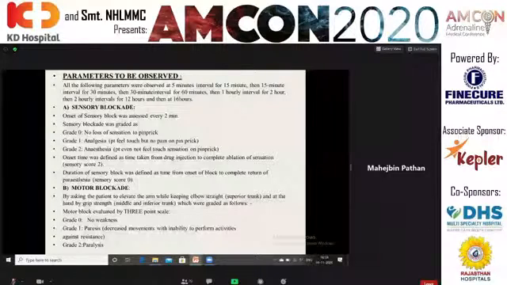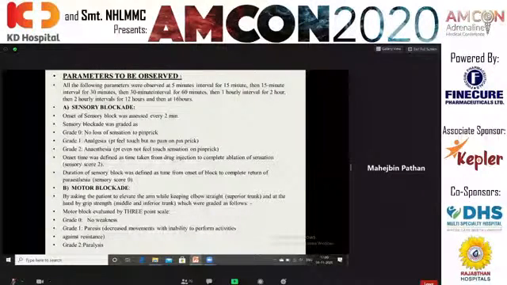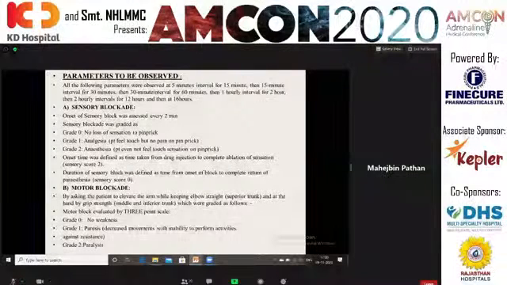Here we observed sensory block. Onset of sensory block was assessed every 2 minutes and graded as grade 0 if no loss of sensation, grade 1 as analgesia, where the patient feels touch but no pain and pinprick, and grade 2 is complete anesthesia, where the patient does not feel the touch, sensation or pinprick.